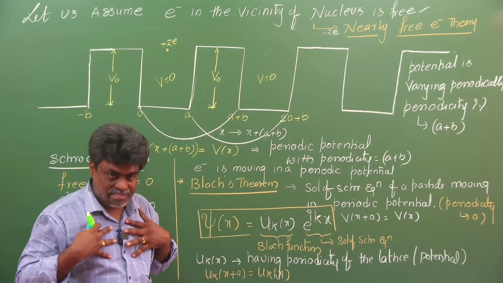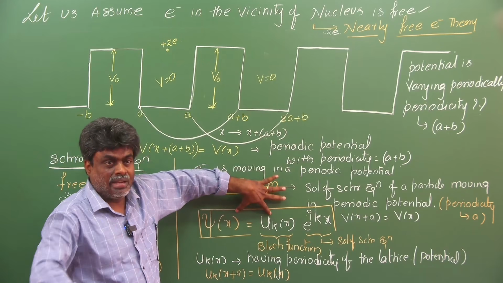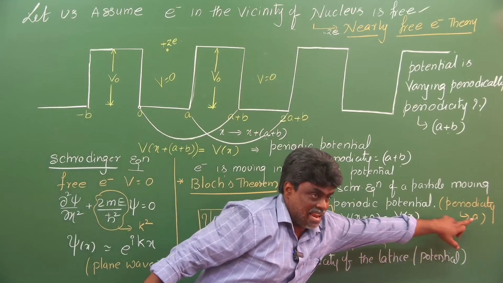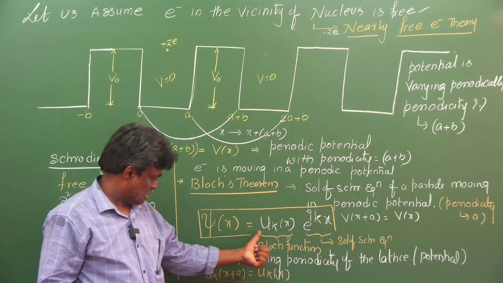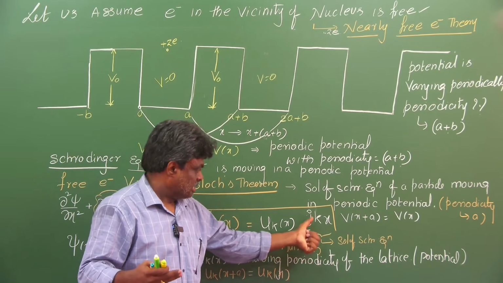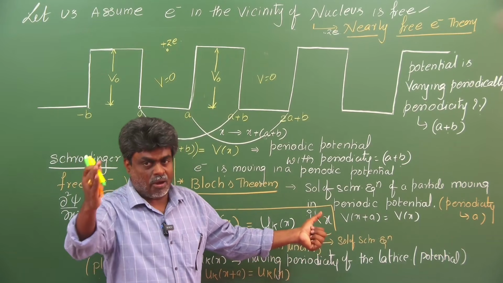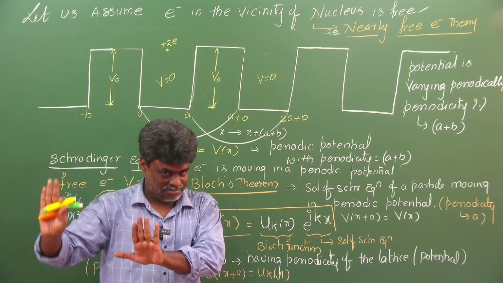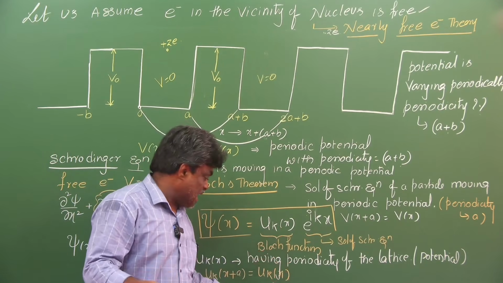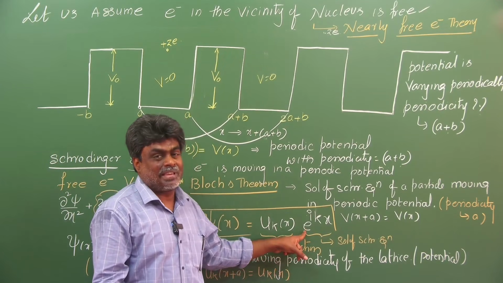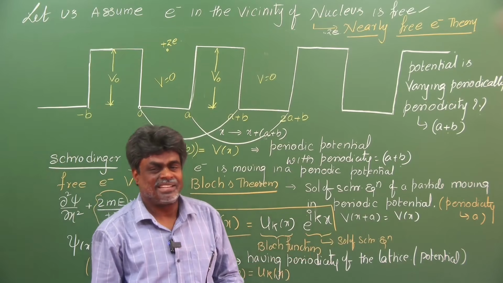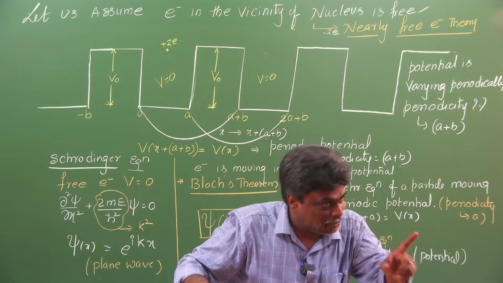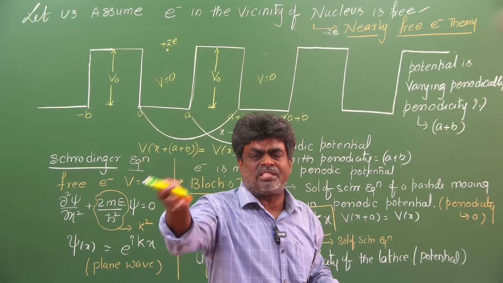Wait, what I am saying is, this is my solution at a particular region. Now I want to find the solution after a periodicity a. Come on. ψ of x plus a equal to uk of x plus a e raised to i k of (x plus a). Please split it. e raised to i k x into. Now uk of x plus a equal to uk of x. Then uk of x into e raised to i k x is nothing but ψ of x. That's it. So ψ of x plus a after a periodicity a equal to ψ of x into e raised to i k a.